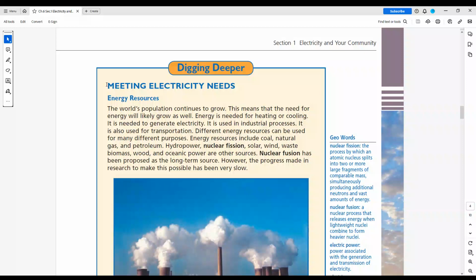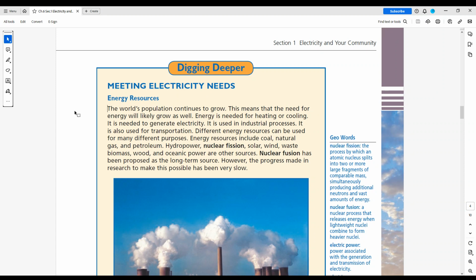Earth Science, Chapter 6, Section 1. Electricity and Your Community. Digging Deeper: Meeting Electricity Needs. Energy Resources.